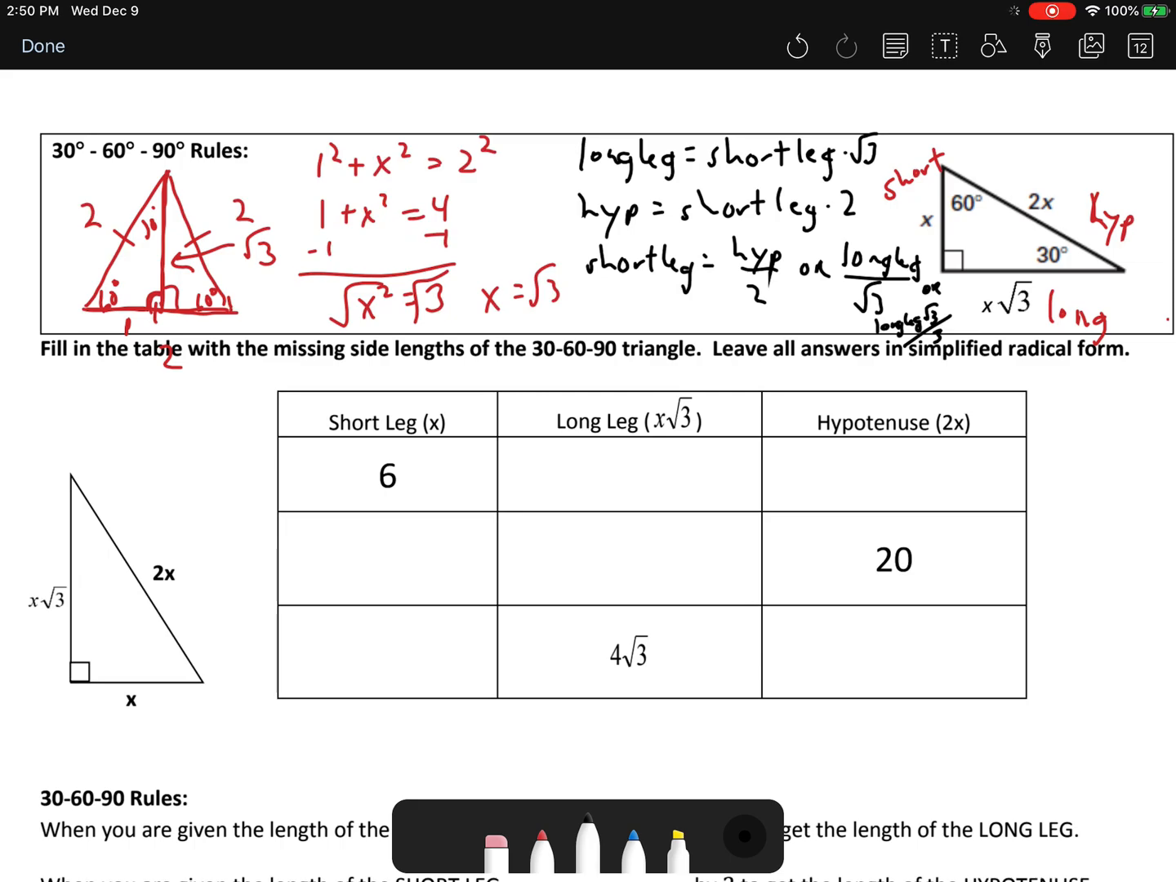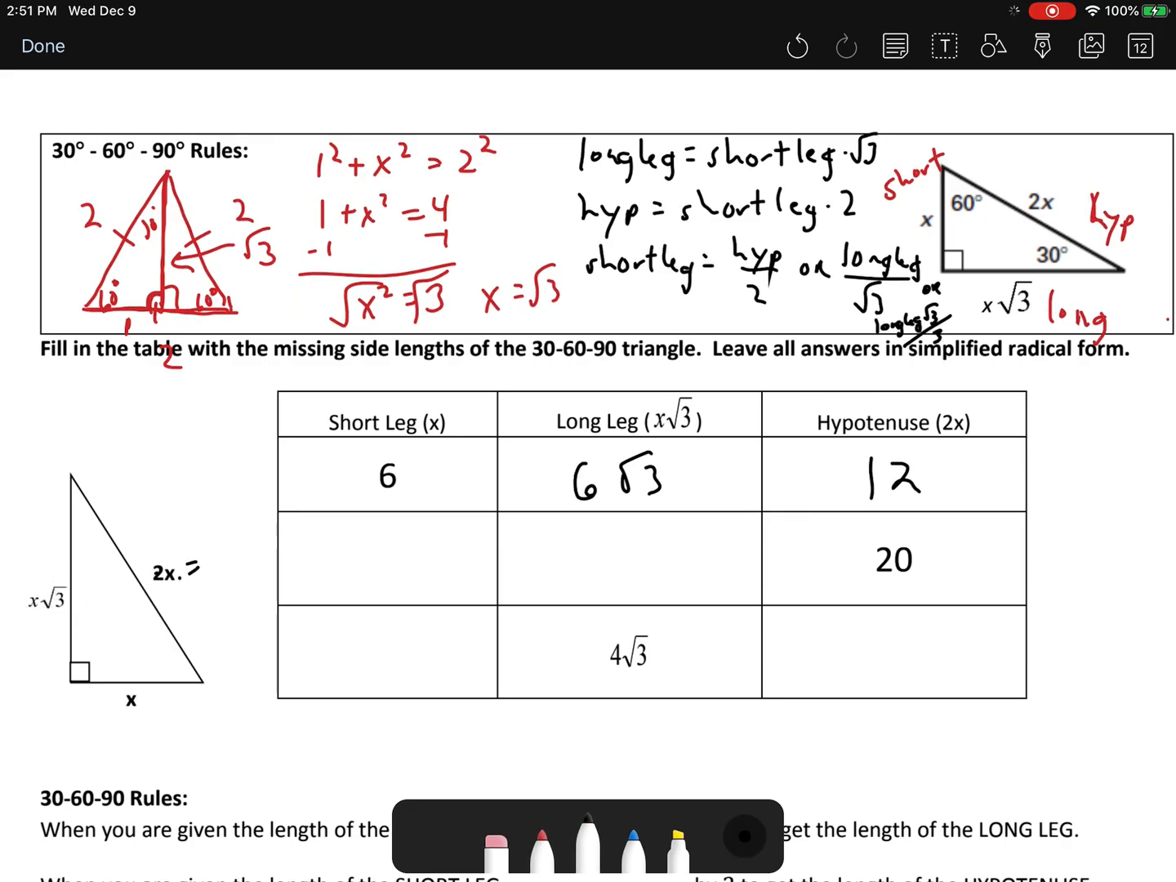So looking at this box here, it says the short leg is 6. So what's the hypotenuse? Well, it's 2 times x. Well, it's 2 times 6. So it's 12. What's the long leg? Well, x is 6, so we just plug it in there. It's 6 radical 3. That one's an easy one.